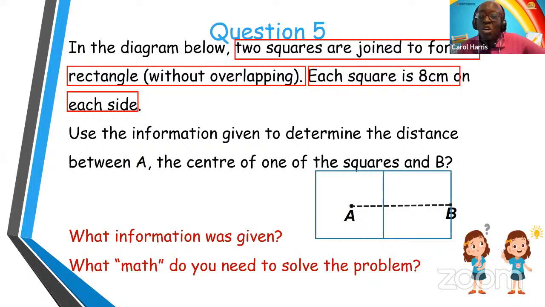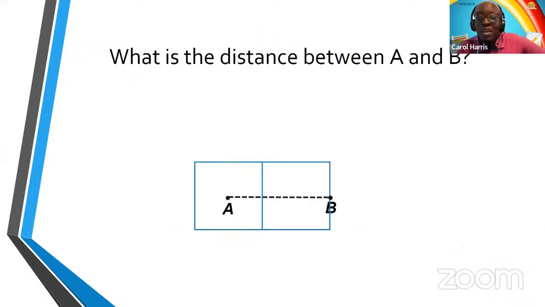So let's move on to see how we could find the distance between A and B. I see some persons telling me the answer, but remember, we're looking at our process. We're asked to find a distance. Excellent. So though perimeter is a distance as well, we're not being asked to find the perimeter. So how will we find that distance? Let's look at that together.